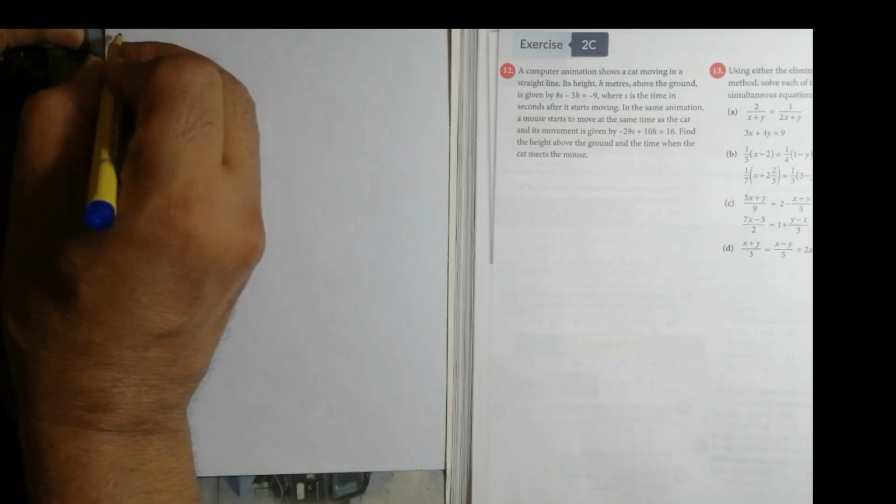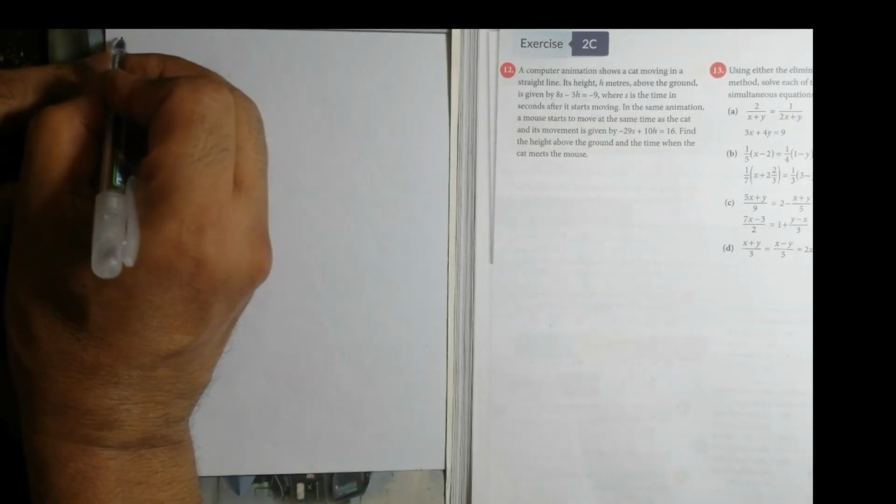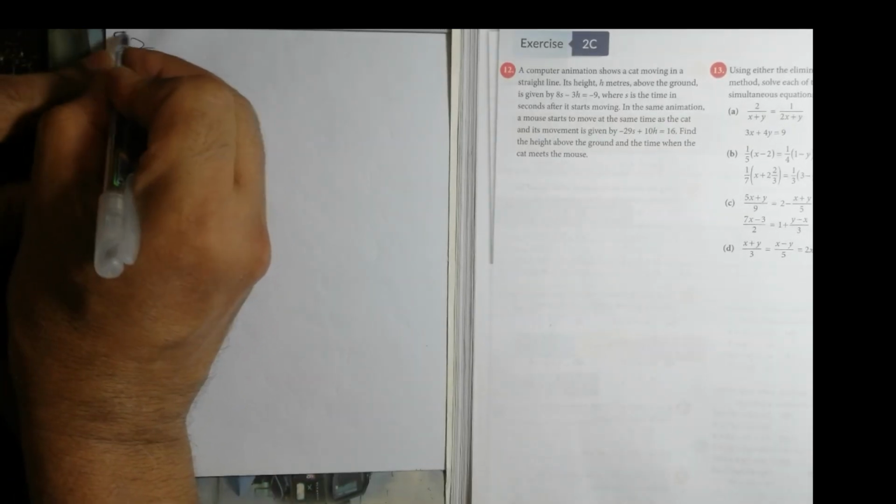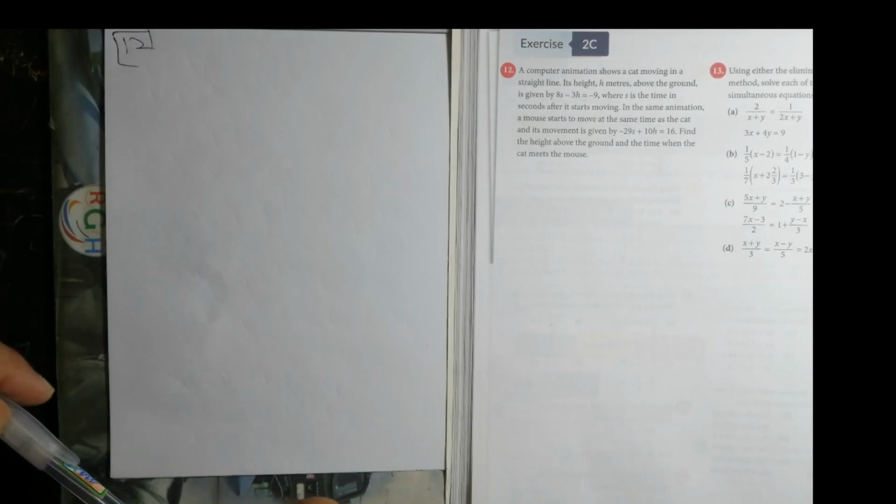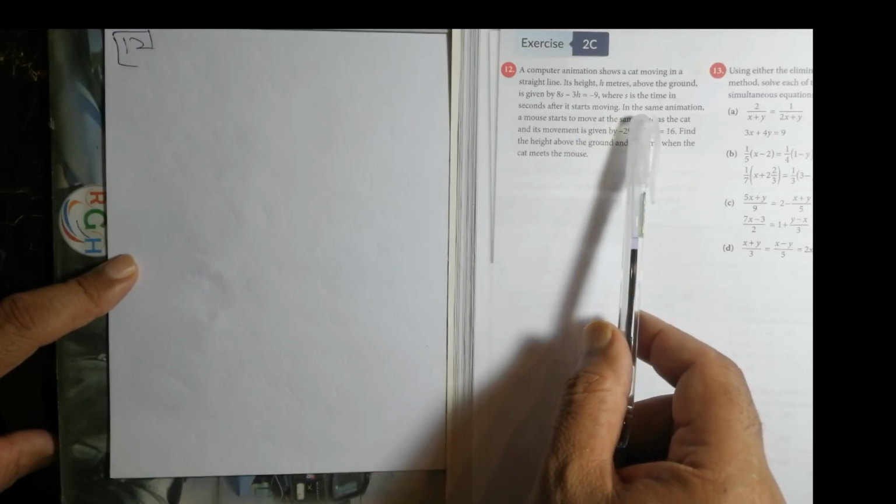Question number 12. A computer animation shows a cat moving in a straight line. Its height h meters above the ground is given by this equation, where s is the time in seconds after it starts moving.